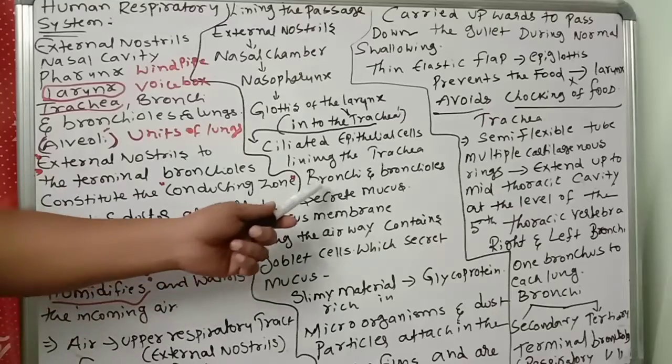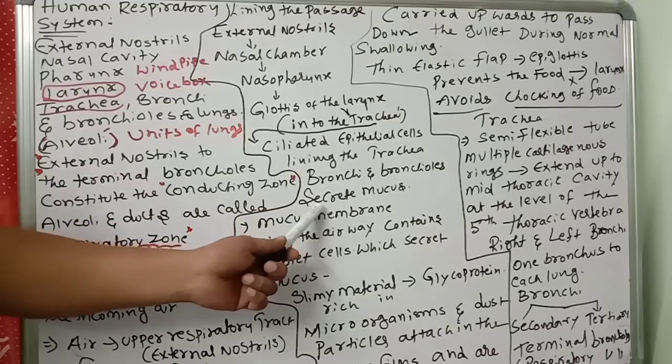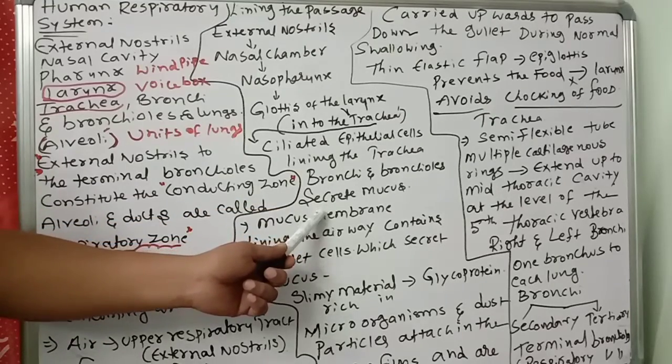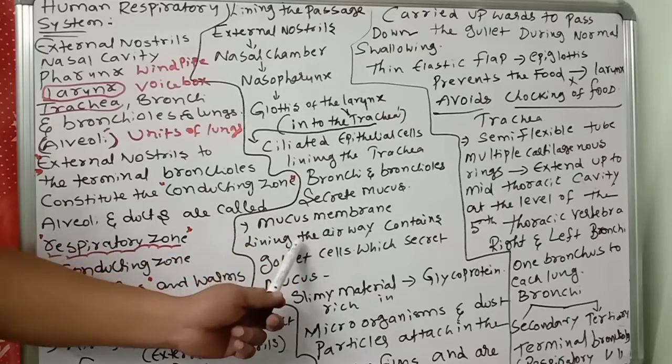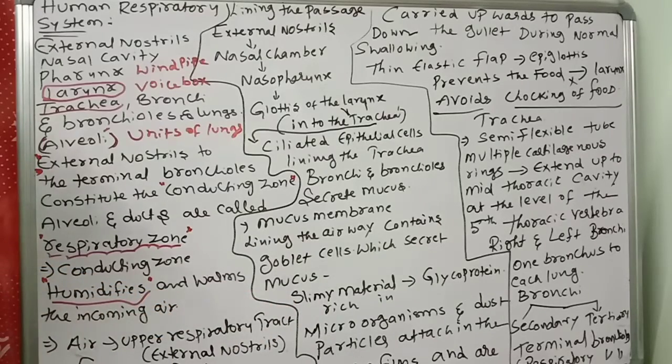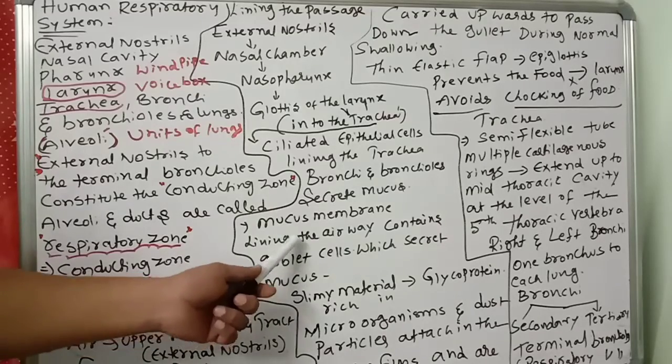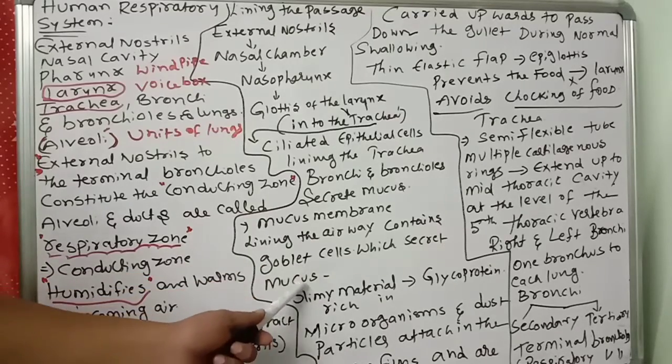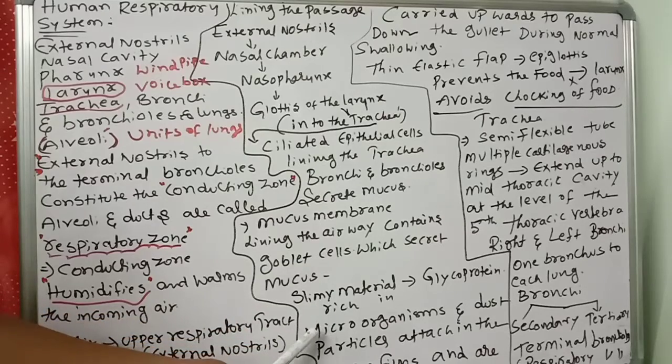Next, the bronchi and bronchioles secrete mucus, and the mucous membrane lining the air passage is very important. What is the use of this mucous membrane? It is rich in glycoprotein. The slimy mucus, rich in glycoprotein, traps which one?